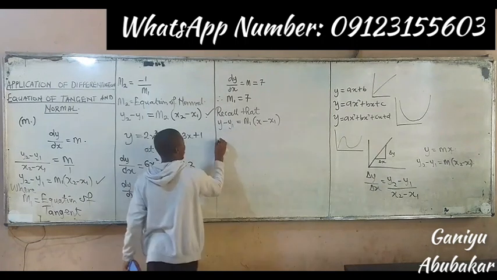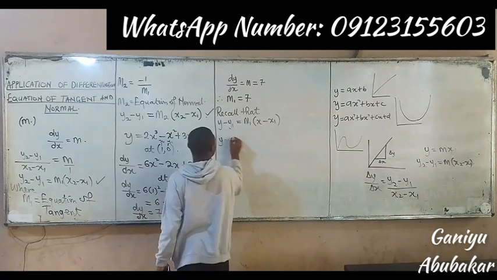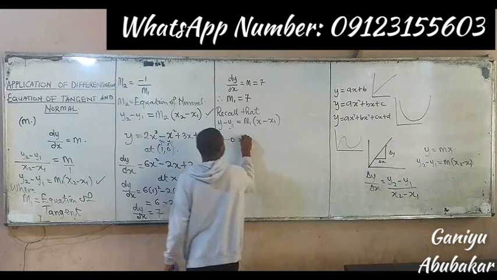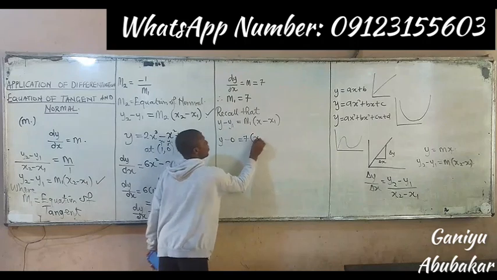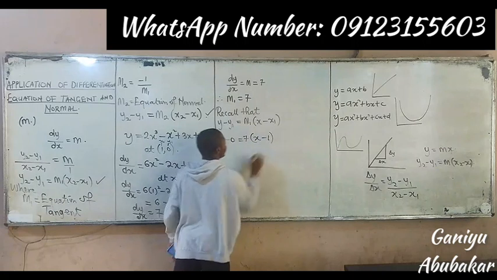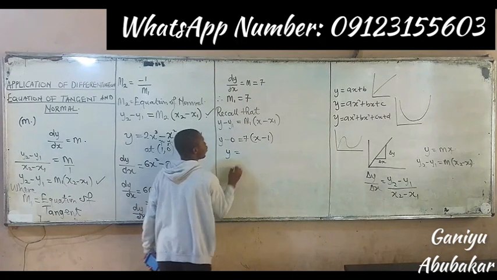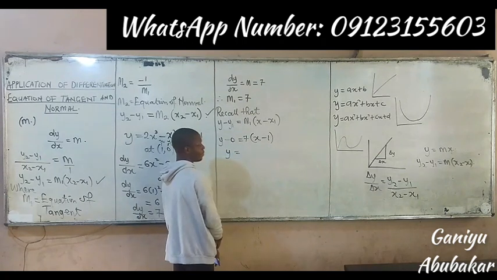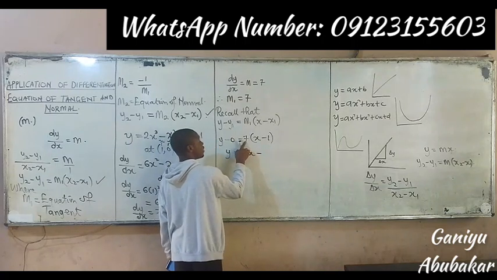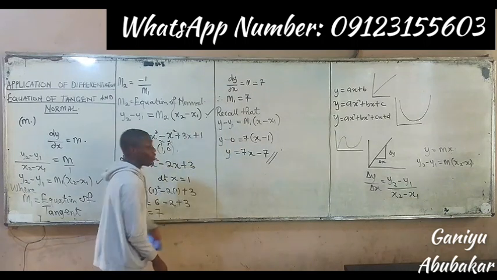So I'll have that y minus y1, and y1 is 0, so y minus 0 is equal to m1. m1 is 7, so I have 7 into x minus x1. Of course, x1 is 1 here. So y minus 0 is y. So I have y being equal to, expand this bracket, please: 7x minus 7. Of course, this becomes the equation of tangent.